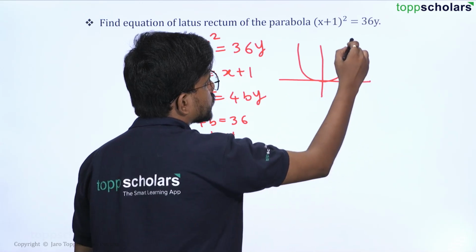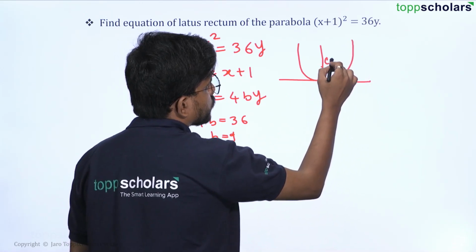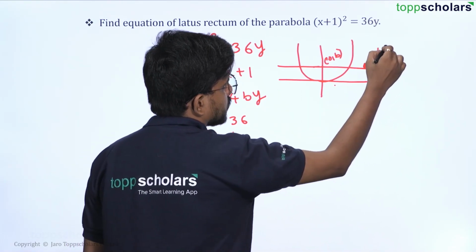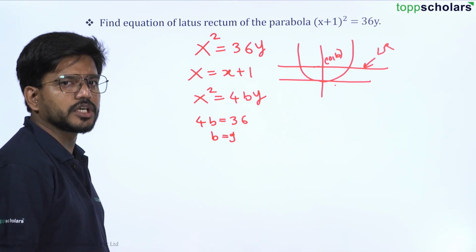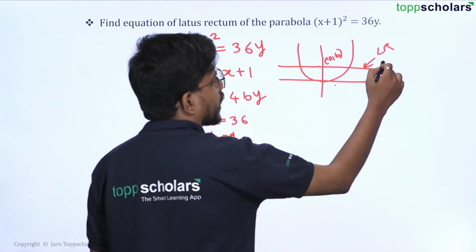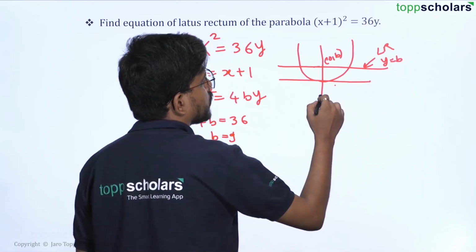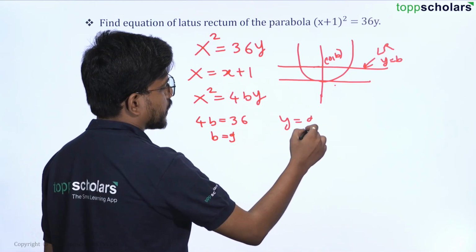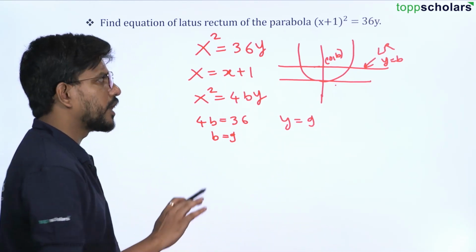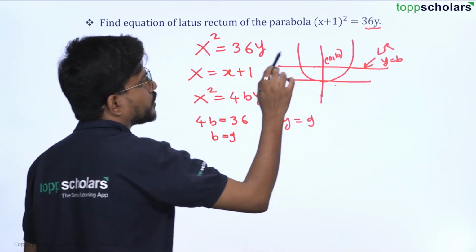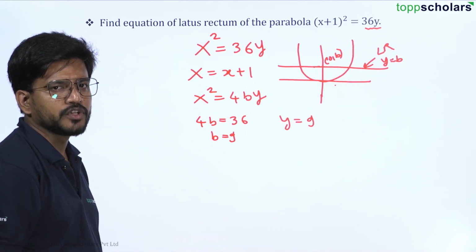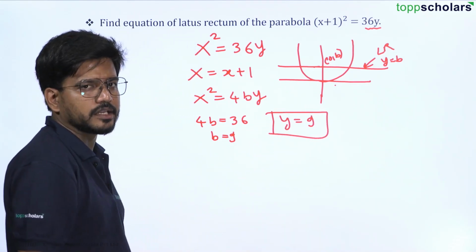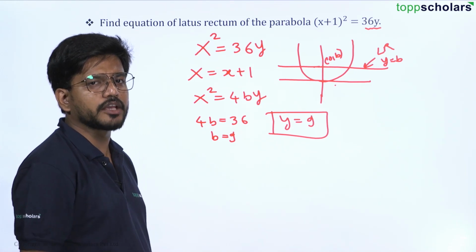Let us say this. Then over here there is a focus which is 0 comma b and there is a line passing through 0 comma b which is called LR, latus rectum, and the equation of the latus rectum is y equal to b, right. Now I have the value of b as 9, so y equal to 9 and there is no shift in the y, only x was shifted to x plus 1. So there is no shift in the y, so latus rectum remains as it is, which is y equal to 9. So the correct answer to the question should be y equal to 9.